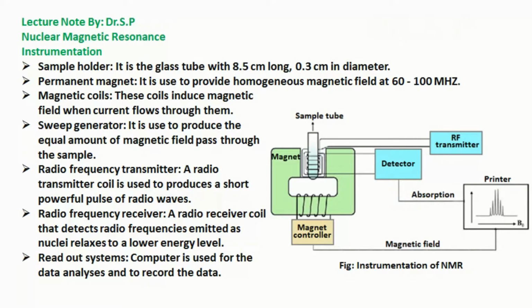And for readout systems, a computer is used for data analysis and to record the data, and a printer is used to print the collected information. These are the components used in NMR instrumentation. We can see the general sketch of NMR instrumentation in the figure also.